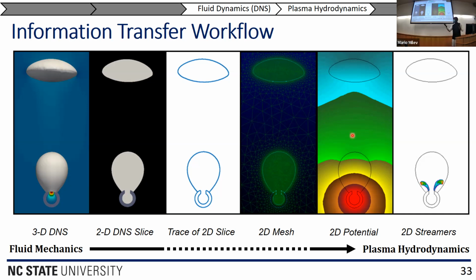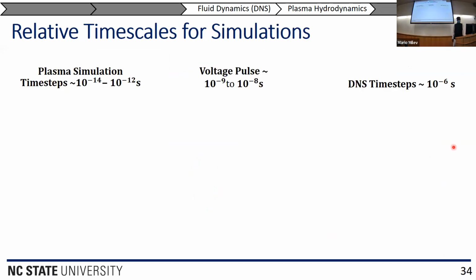And so you can see, for example, the 2D potential in that same bubble picture here, and then even 2D streamers. And so one thing that might come to mind when we're looking at this is, does the bubble move while we're doing the plasma simulations? So here's a slide showing the relative timescales for those simulations. The plasma simulation time steps are on the order of 10 to the minus 14 to 10 to the minus 12 seconds.